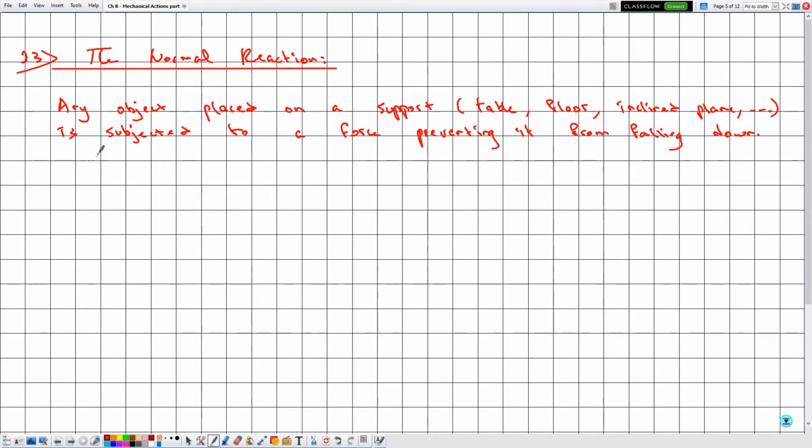Okay, this force, first of all, this is the physical definition. It is the force exerted by the support on a solid S. So this force is called normal reaction, or this is also known as the reaction at the support.